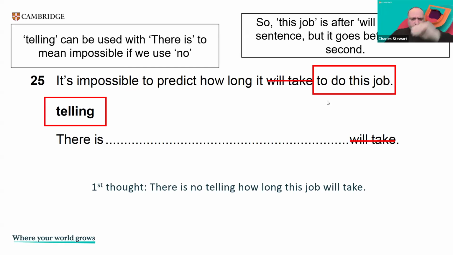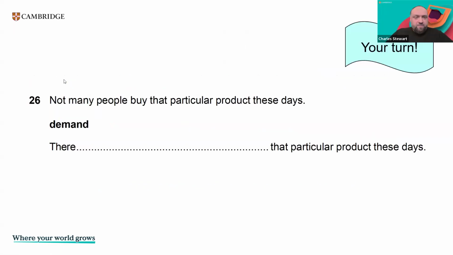Is that correct or no in the chat? It is indeed correct. There is no telling how long this job. This would be the answer that you will write on the answer sheet. Okay, your turn. Let me hear from you in the chat. What is the answer to this? Remember, 3 to 8 words.